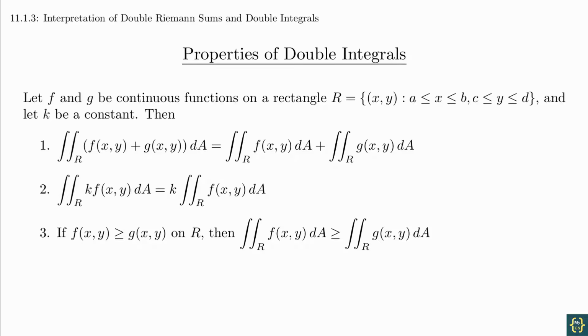There are a couple properties of double integrals that mirror the properties of single integrals. The integral of a sum is the sum of the integrals. We can also factor out constants from an integral. And integration respects inequalities, and by that we mean that if f is larger than g, then the integral of f will be larger than the integral of g.